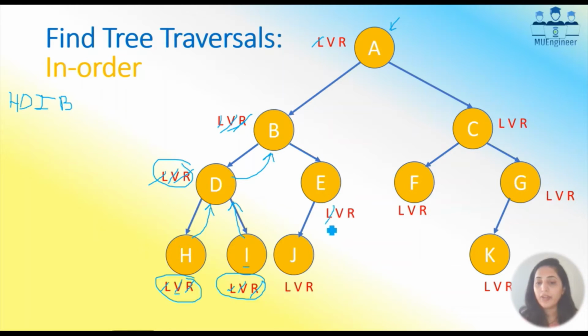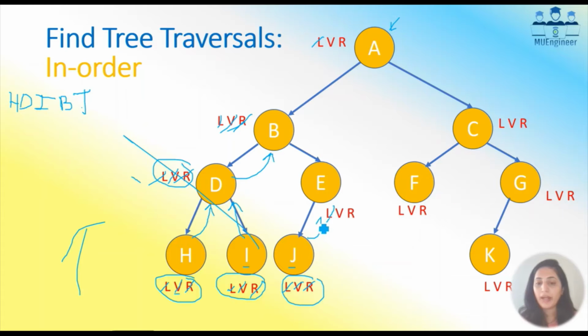E says go to the left, so I'm going to J. J says go to left, but nothing on left. Then it says visit the node J. Okay, so I will visit the node J. After reading J, what it says me? Okay, after visiting J, it says go to the right. Okay, so I'm going on right. So there is nothing on right. So I'm done with the J.